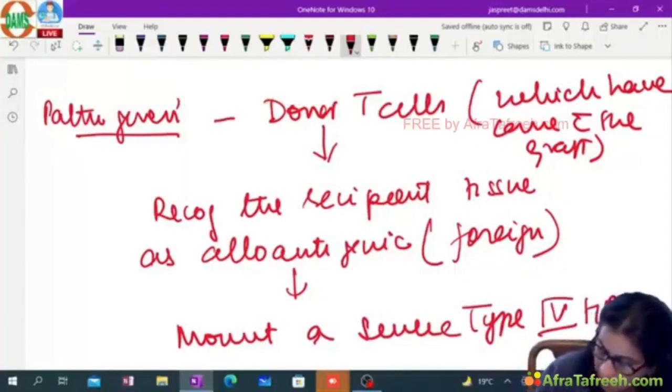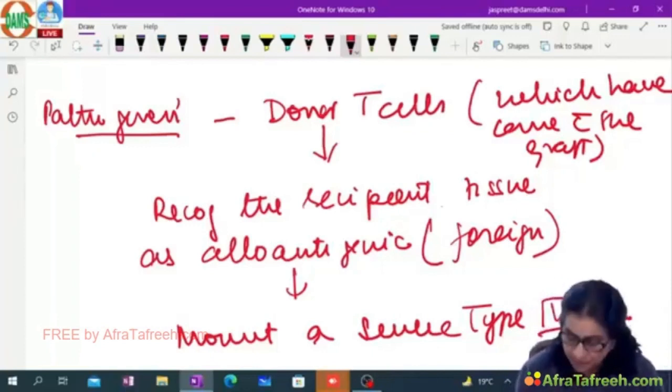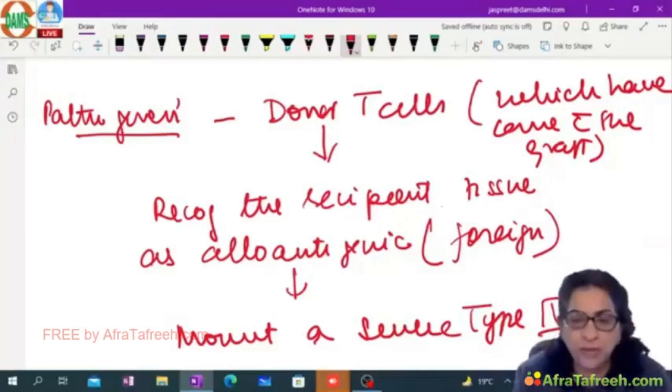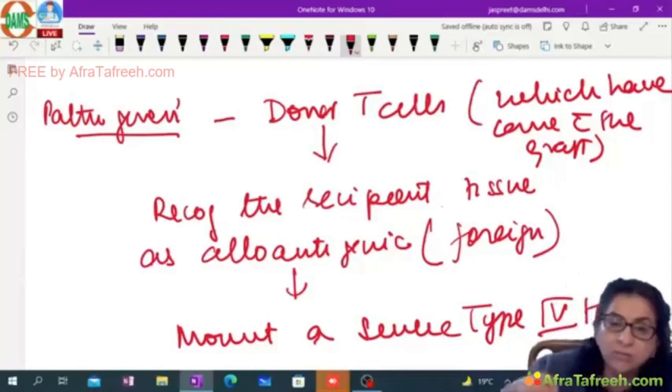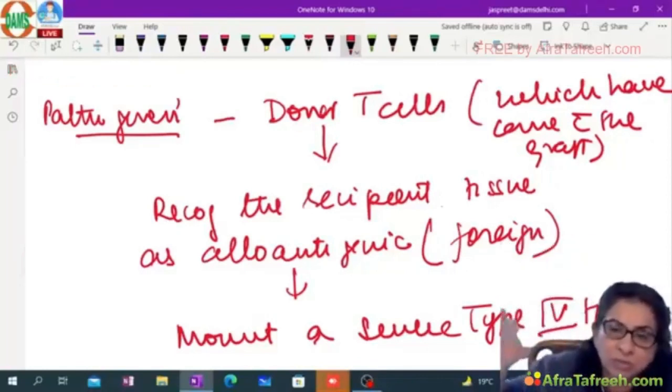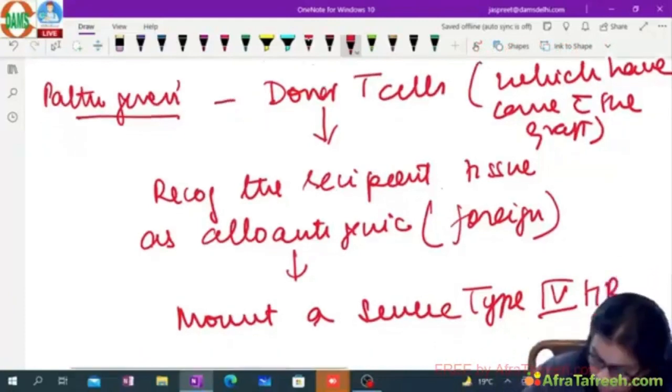The recipient is already immunocompromised, his own immune system is zero, and these donor T cells come and recognize all his tissues as foreign and start mounting a severe type 4 hypersensitivity reaction. These donor T cells circulate everywhere in the body of the recipient. They go to the skin, recognize the skin as foreign, and start damaging the skin cells. They go to the GI tract, start recognizing the GI tissue as foreign, and start mounting an immune response. They go to the liver, they go to the spleen.